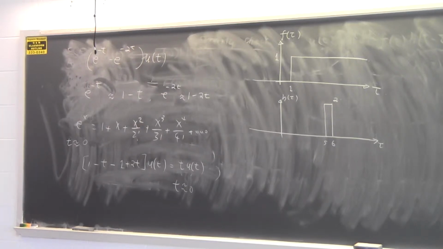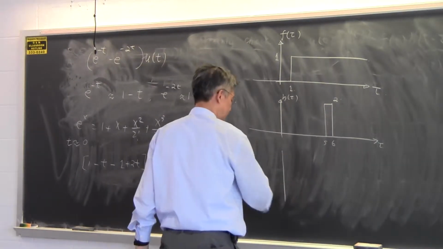Okay, but it doesn't matter, you know that tau and t are the same thing. Okay, convolve these two functions. You can choose to flip either one of them, it doesn't matter. Let's, as the textbook does, flip f of tau. Okay? The textbook flips the first one.